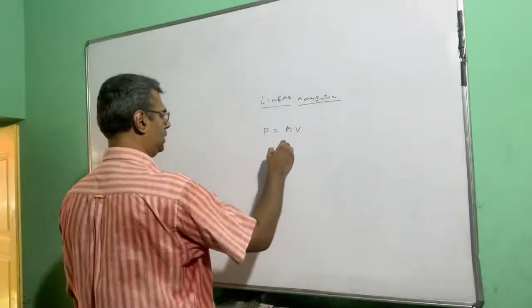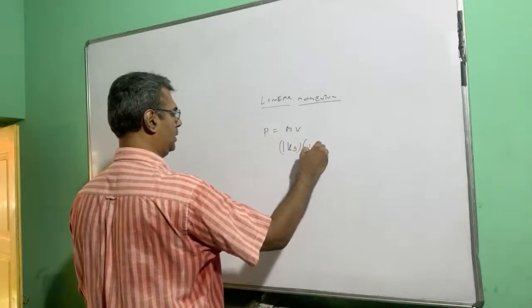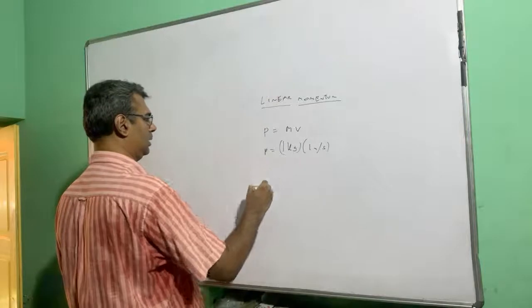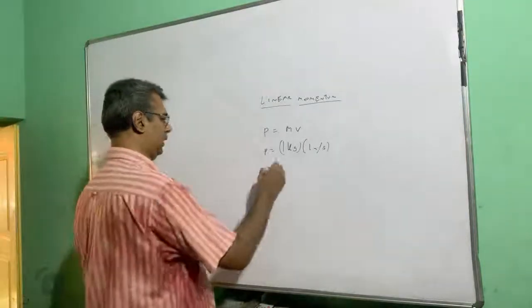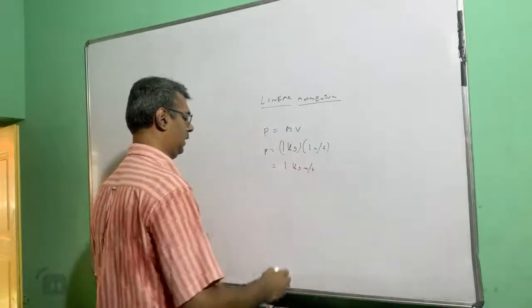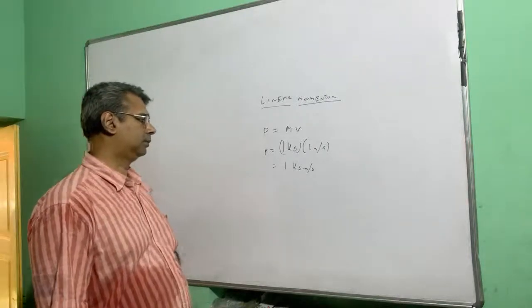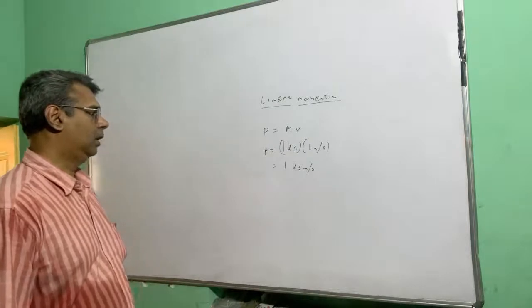Okay, what is the SI unit of mass? 1 kg. What is the SI unit of velocity? 1 meter per second. So the SI unit of momentum is 1 kg meter per second. This is the SI unit of momentum, kg meter per second.